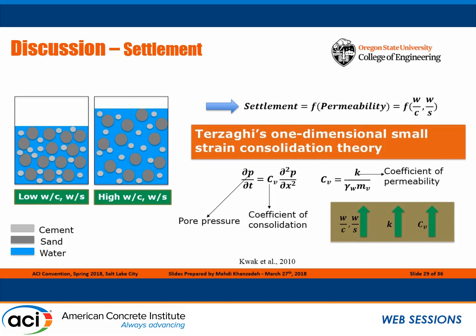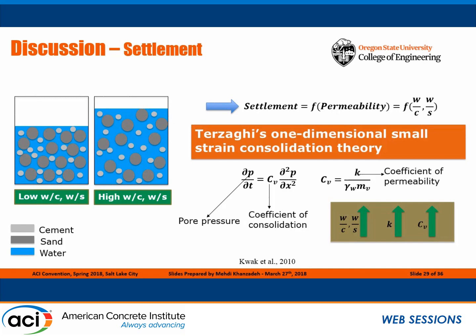So we can say settlement is a function of the permeability, and then it's a function of the water to solid ratios. And if you want to compare this to the theory, for example, one-dimensional small strain consolidation theory, which is approved by Kuak et al., is applicable for the concrete and mortar settlement, we have this differential equation relating the pore pressure to the coefficient of the consolidation.